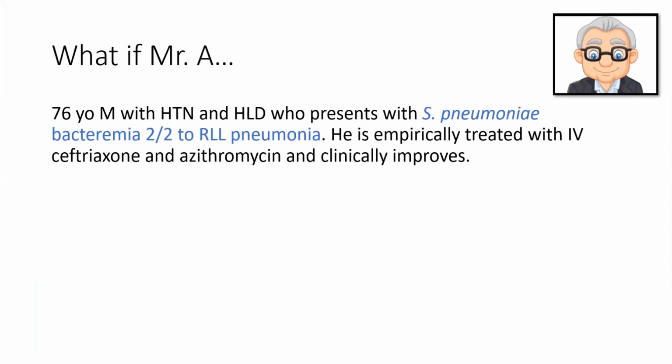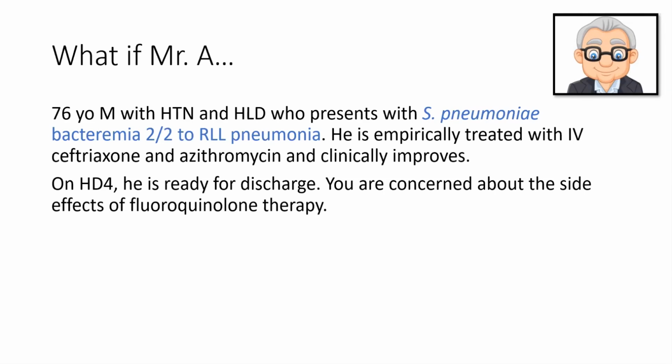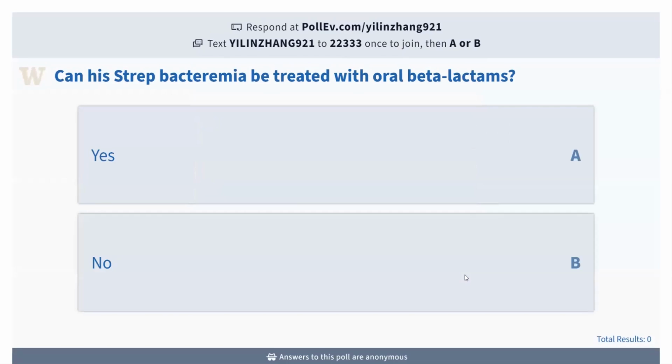All right. Now let's talk about a hypothetical situation. What if Mr. A, instead of coming in with E. coli bacteremia, came in with strep pneumo bacteremia from a right lower lobe pneumonia? He's empirically treated with IV ceftriaxone and azithro and clinically improved. On hospital day 4, he's ready for discharge, but you're concerned about the side effects of fluoroquinolone therapy. Can he be transitioned to oral antibiotics, specifically oral beta-lactams? I'll turn it over to you guys. What do you think? Can a strep bacteremia be treated with oral beta-lactams?